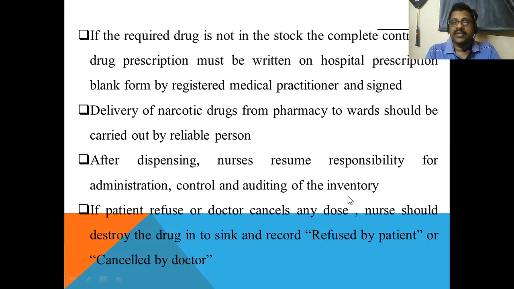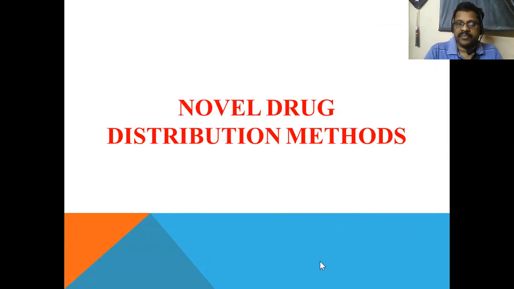After that, it is their responsibility. They should sign in the proper registers maintained in their stations. If a patient refuses or the doctor cancels any dose, the nurse should destroy the drug in a sink and record refused by patient or cancelled by doctor. And there is a register for spillages that should be maintained.